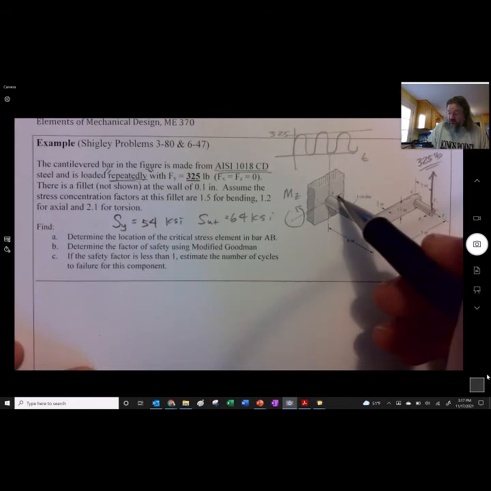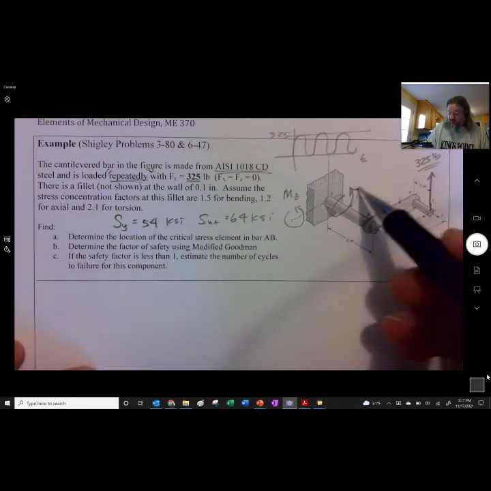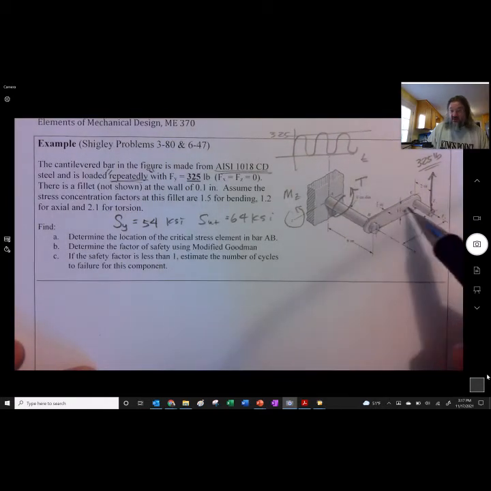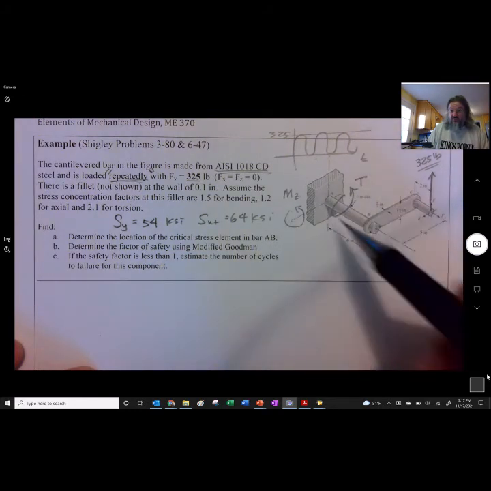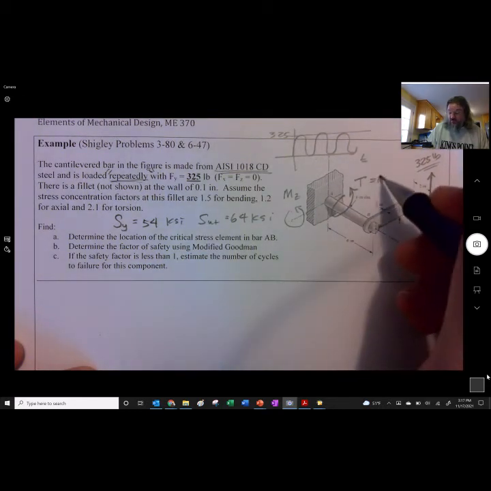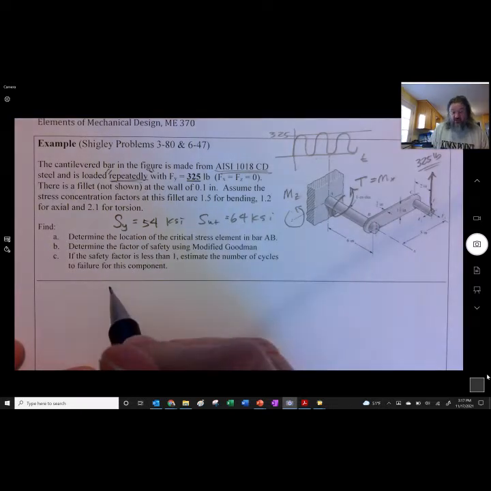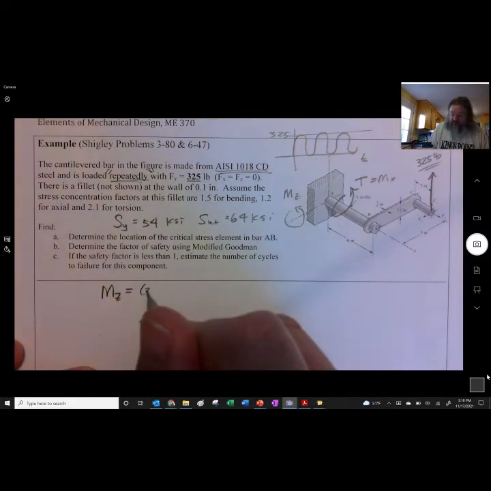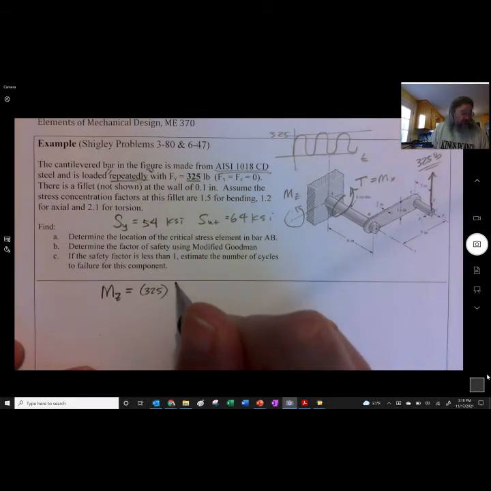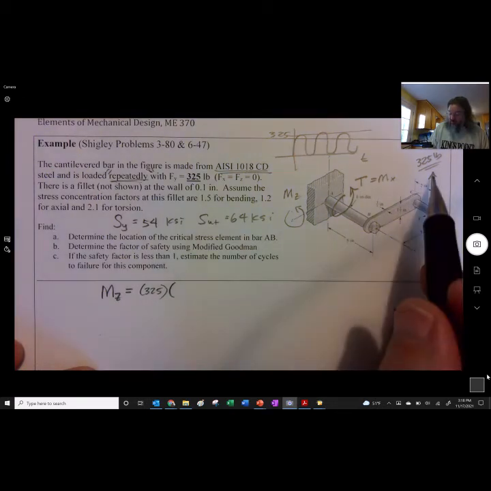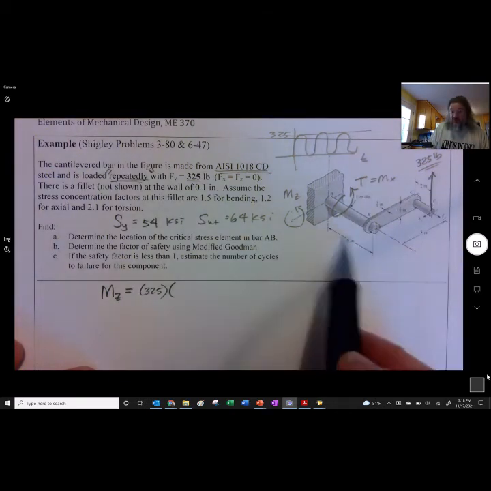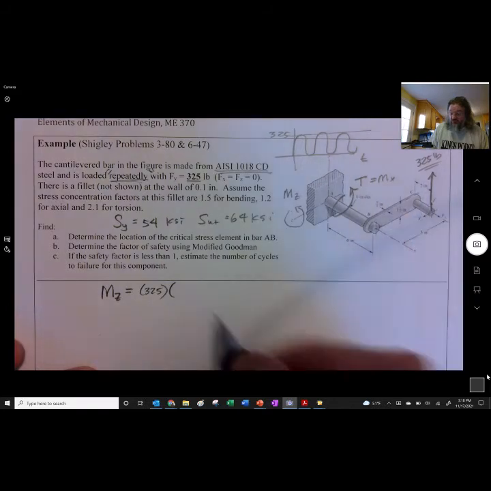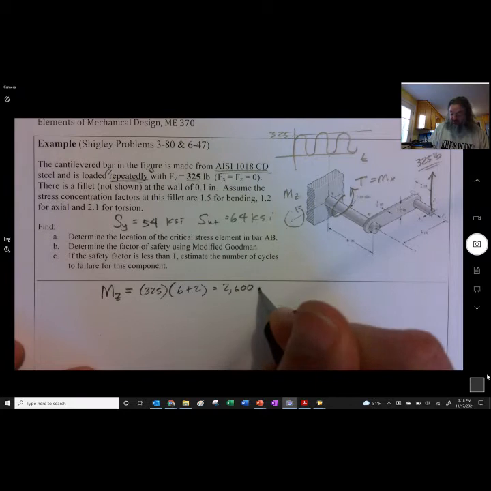We're also going to get an equivalent torque right here. This is going to cause a twisting motion about the x-axis. It's not too terribly difficult to get these, which is one of the reasons we can do this without a free body diagram. You just observe this force, and the distance perpendicular to it is 6 plus 2. So we get 2,600 inch-pounds.